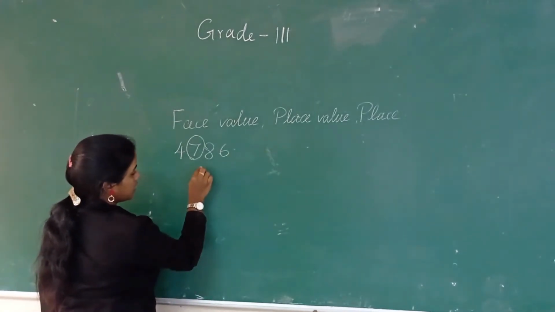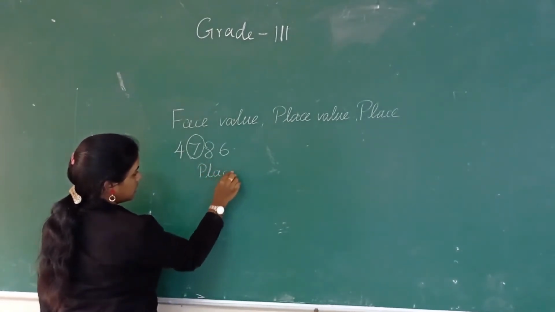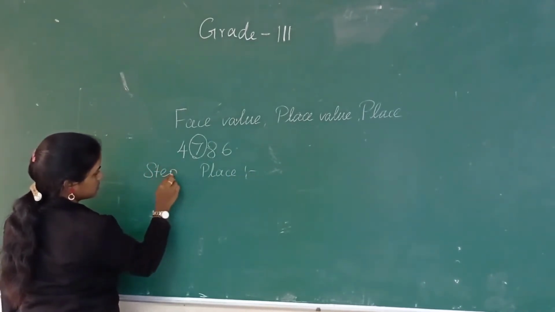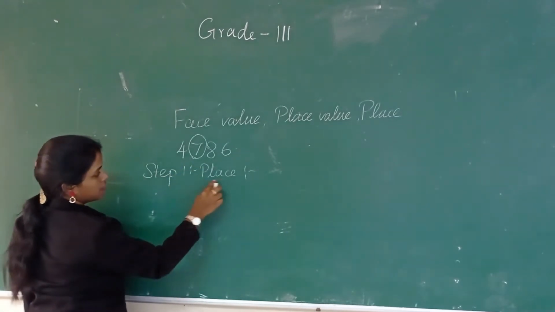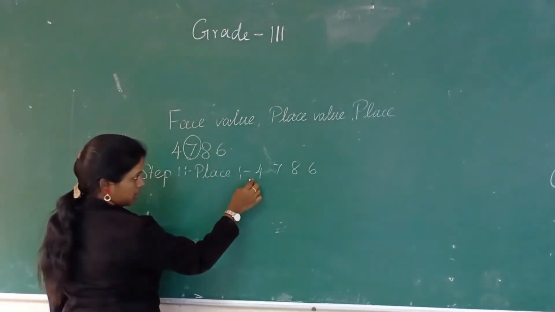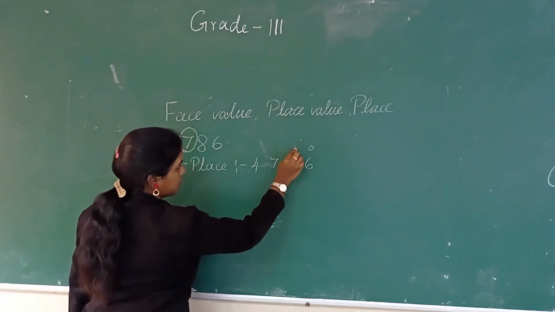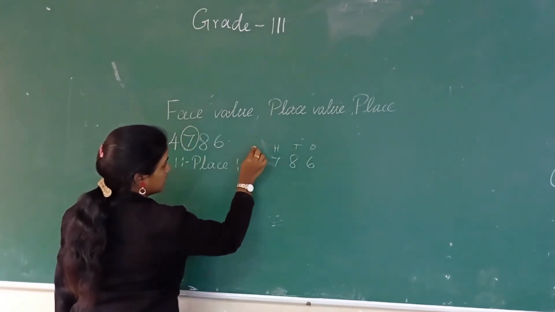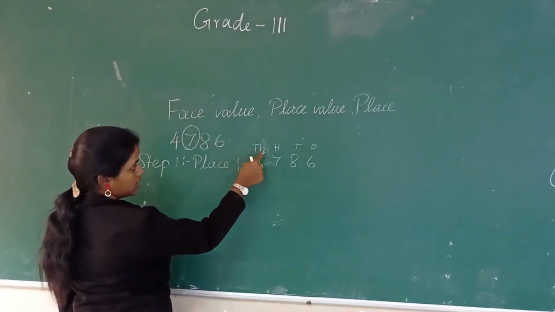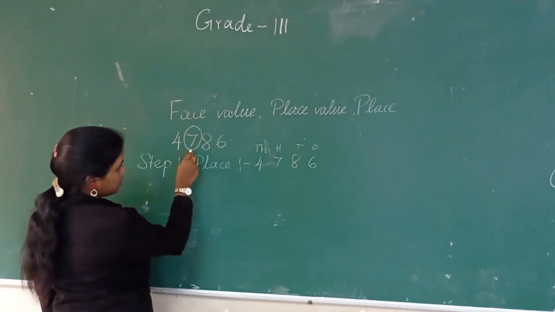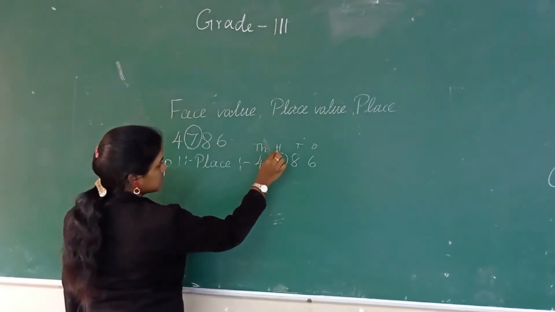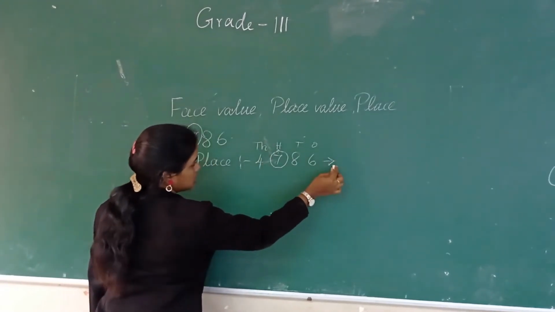First you have to find the place of the number. That is your first step. Step 1: find out the place. For that you have to write the number, and on top of the number you have to write the places: ones, tens, hundreds, thousands. In thousands the first letter should be a capital T and the h should be a small h. Then what number is circled here? 7. So you can circle the same number here. And what is the place? The 7 is in the hundreds place.